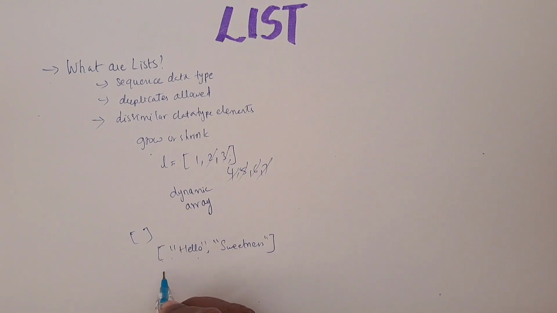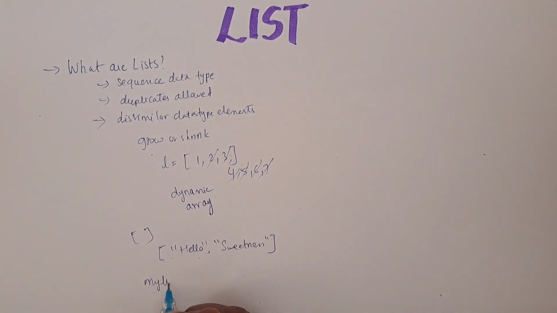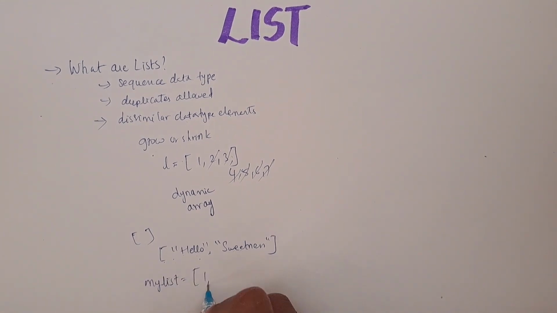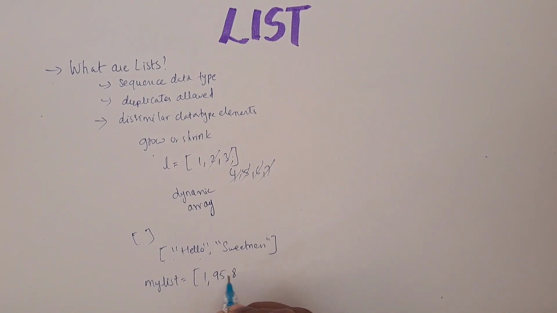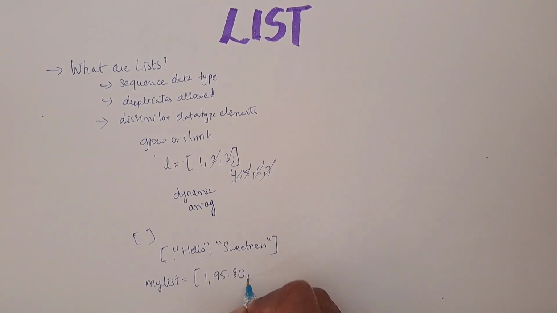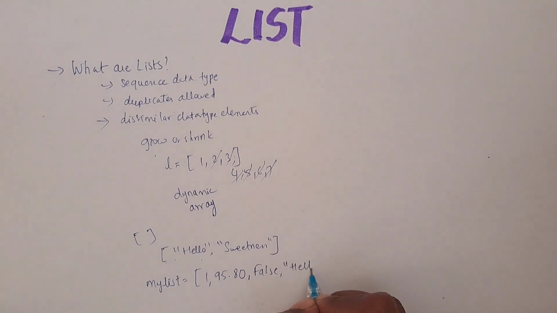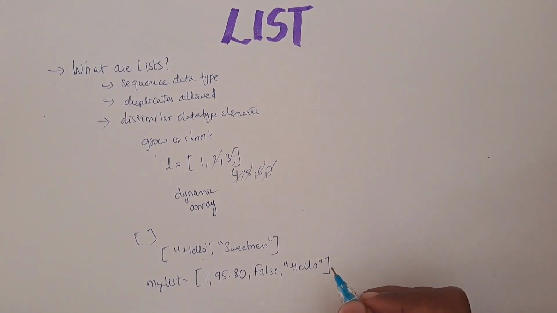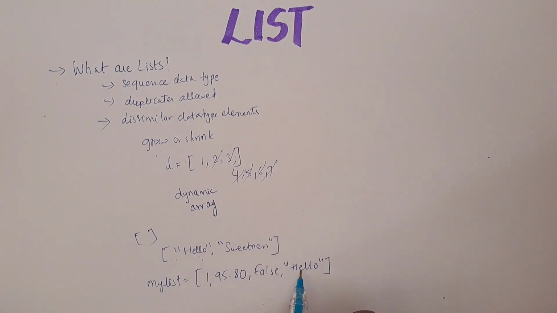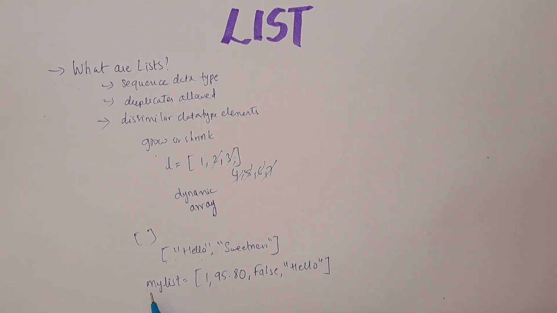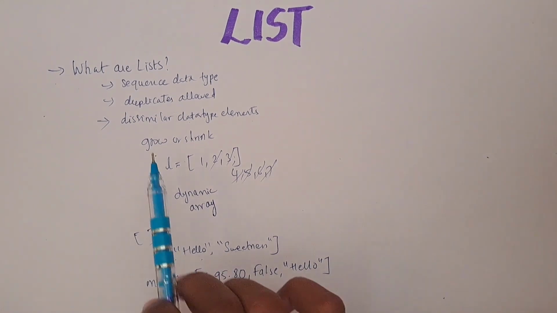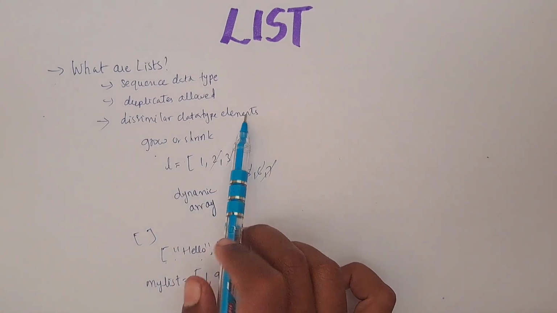That means you can take my list is equal to 1, 95.95, 80, and you can take False, and you can take any data type. It is not required that you specify only integer data types or only string data types. That is the advantage, that a list can store dissimilar data type elements.